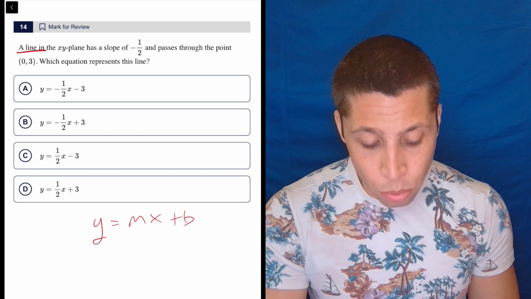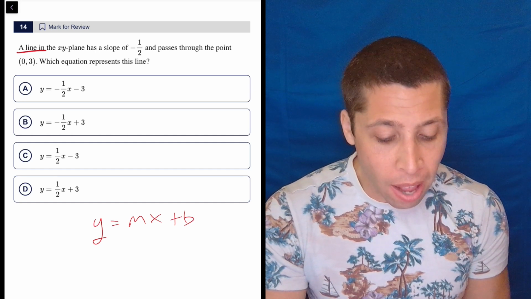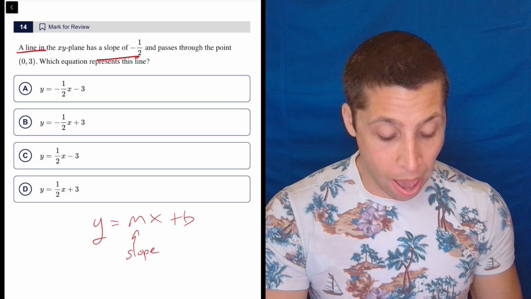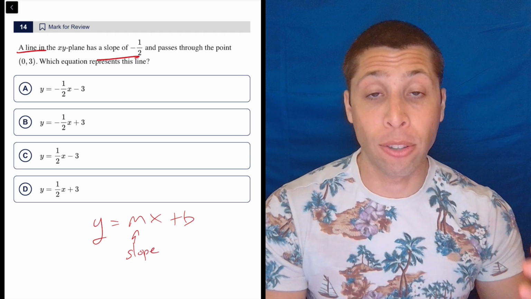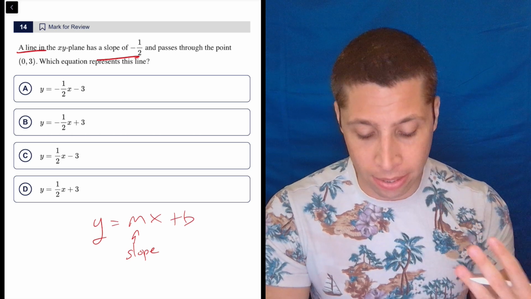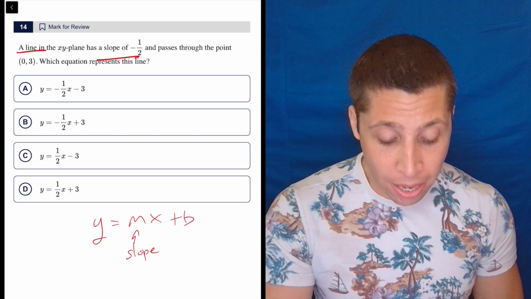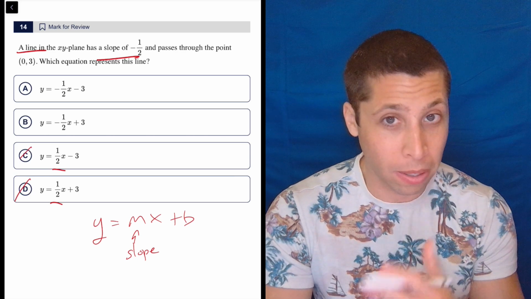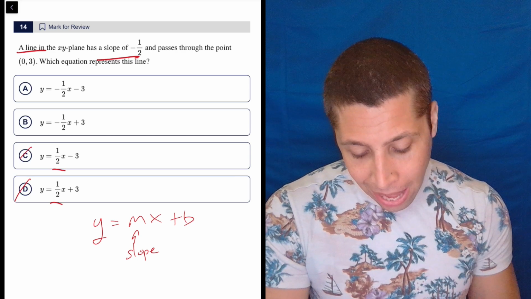And they do give me the two things I need. The most obvious is they tell me the slope is -1/2. And that is the value that's attached to the x. So luckily, these are all written in y equals mx plus b format. We can kind of see that. So we want the number attached to the x to be -1/2, not +1/2, right? So be careful with C and D. They're close, but we need the negative. So that leaves us with A and B.